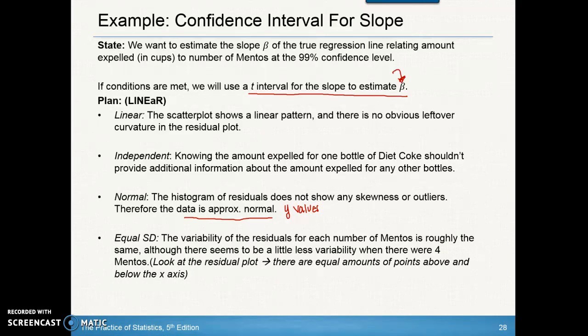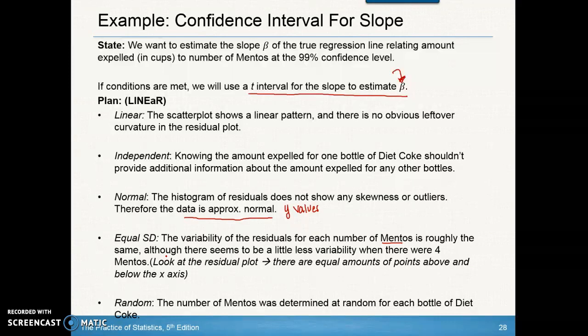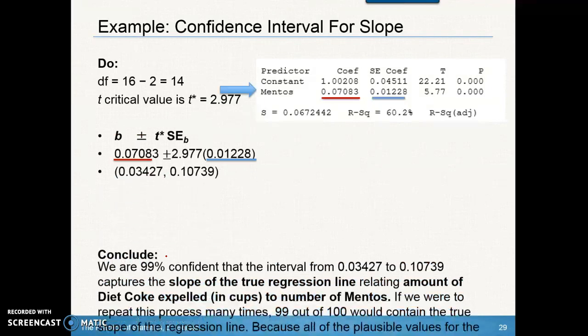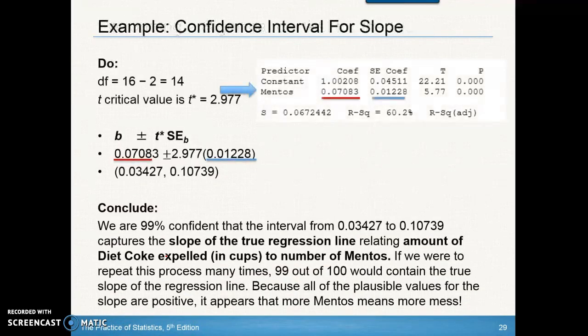Then your residual plot. Take a look at the residual plot. The residual plot is going to tell us that the variability of the residuals for each mean number of Mentos is roughly the same. So basically that's saying there's very little variability. There's equal amounts above and below the x-axis. And random, the number of Mentos was determined at random for each bottle of Diet Coke. Here's your answer for this portion. Go ahead, take a minute, check it, and if you have questions on that, let me know.